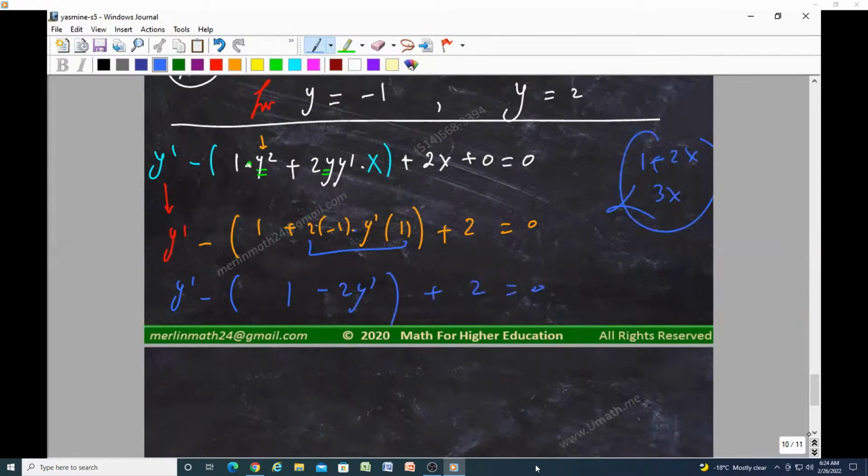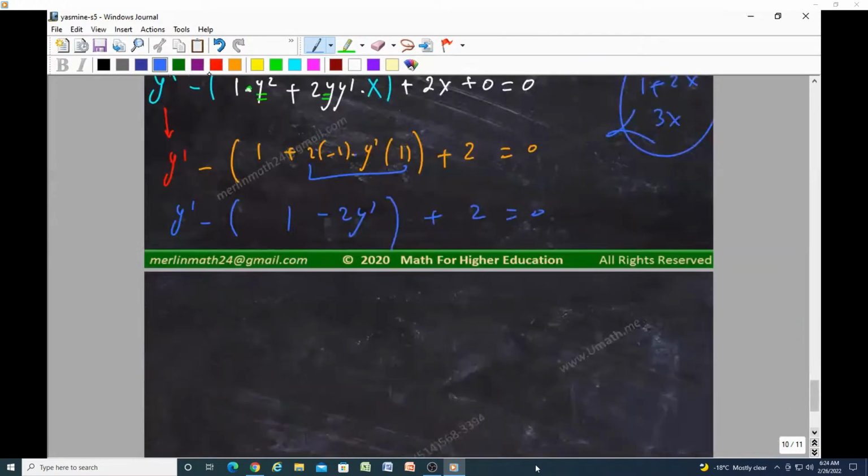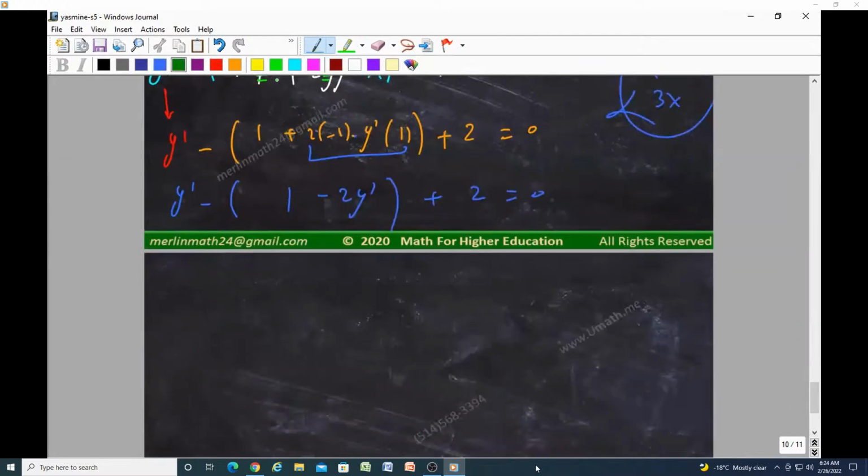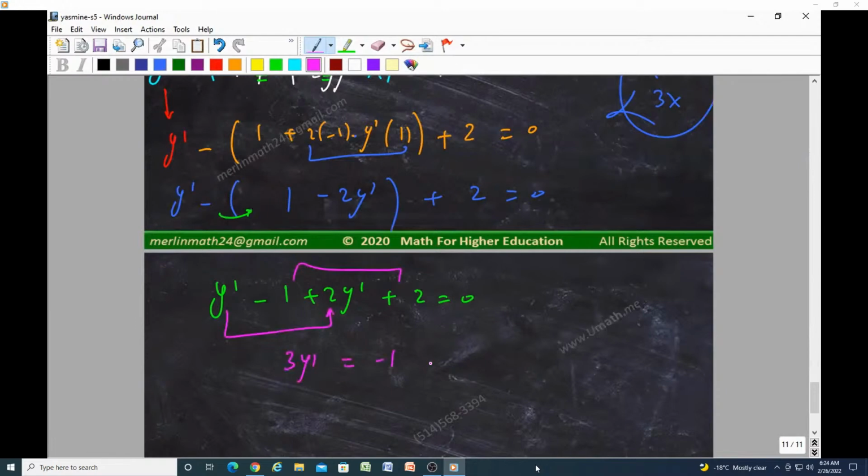Go ahead, find y prime. I should take away the bracket. So this would be y prime minus 1 plus, how many y primes do I have? 2. The 1, kick it, you get minus 1. So y prime is minus 1/3. Any question? No. Perfect so far.